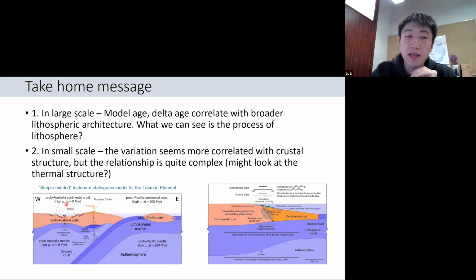I'm feeling they'll probably link to some thermal evolution in the crust, but we haven't dug into much detail yet. So yeah, that's all from me.